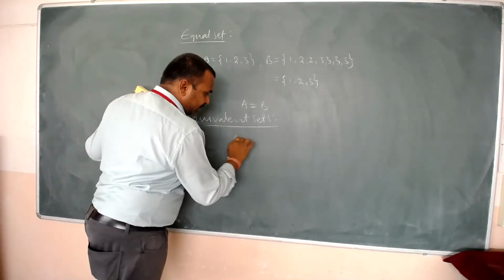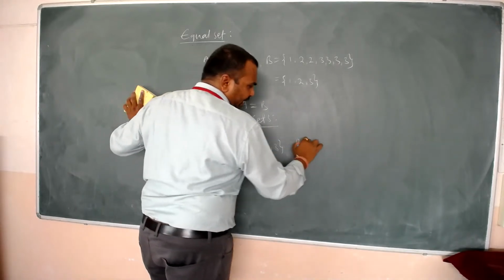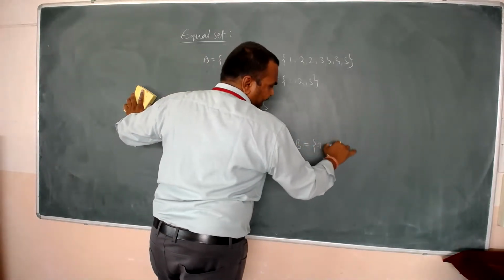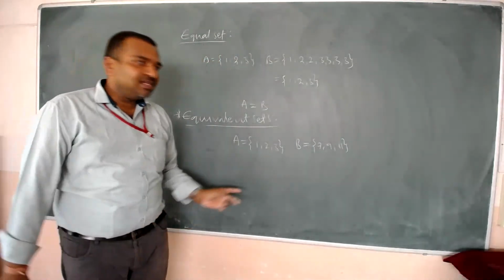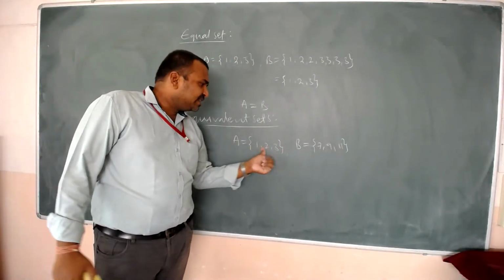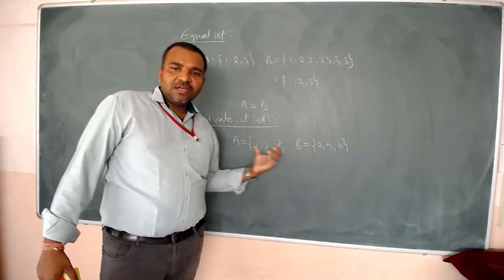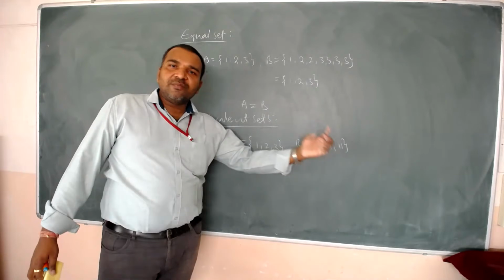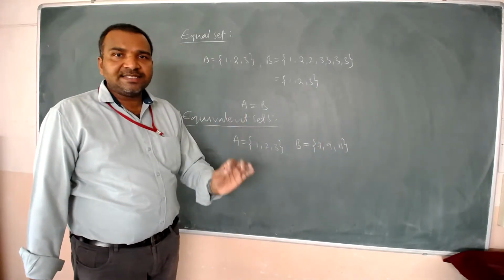So I will write A equal to {1, 2, 3}, B equal to {7, 9, 11}. These two are equivalent sets. Why are these equivalent sets? A has 3 elements, B also has 3 elements. So the number of elements in A equals the number of elements in B. That's why the two sets are equivalent sets.